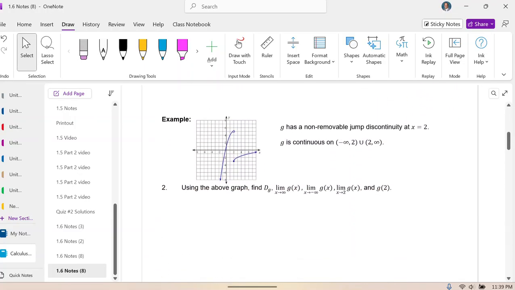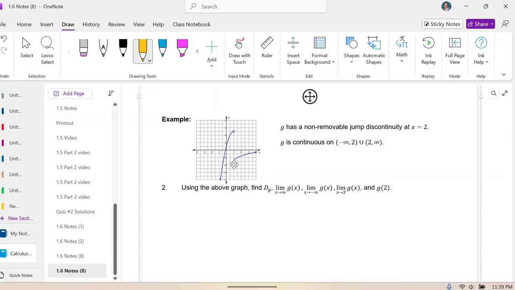All right, the next one is an example of a non-removable jump discontinuity. Notice at x equals 2, it goes from one graph to the next. It jumps. So the domain here is all real numbers as well, because this is a dot here. The limit as x approaches infinity of g of x, well, here's infinity, and it looks like it's going towards 0. The limit as x approaches negative infinity is out here. It's going down to negative infinity.